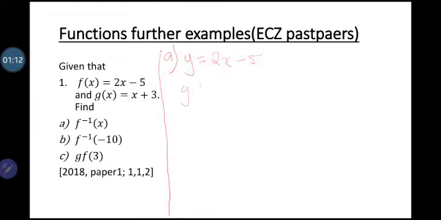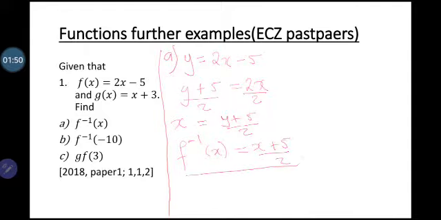We're going to have y plus 5 is equal to 2x. What we want is to have x with a coefficient of 1, so we divide throughout by 2 and this side by 2. That means our x is equal to y plus 5 over 2. After you make x the subject of the formula, you replace x with f inverse of x is equal to, and where there is y, you replace with x plus 5 over 2. You would have found your f inverse of x.